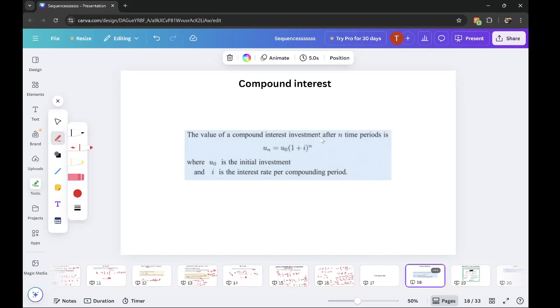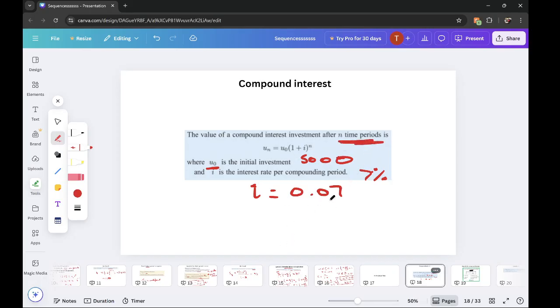So the value of compound interest investments after n periods of time is this formula over here. And I'll be representing it in an easier way in the next slide. But this U0 is your initial investment. So let's say you're putting in 5,000 to save in the bank, and your interest rate per year is 7%. So that means your I will be 0.07. And N is the time periods, so how many years and how many times it's compounded annually. And this is represented better in the next page.